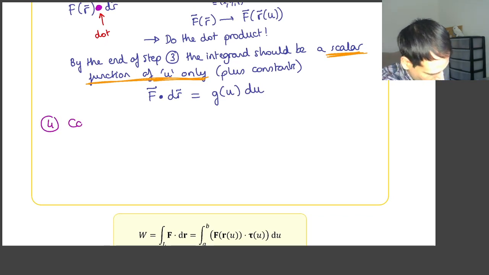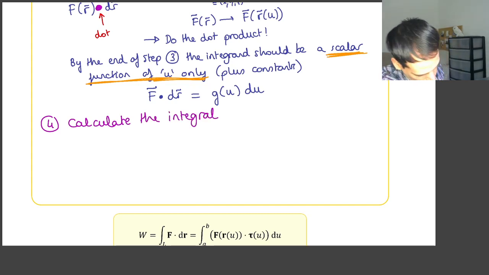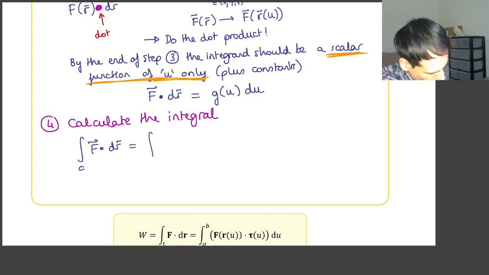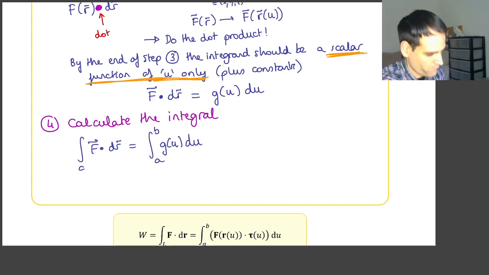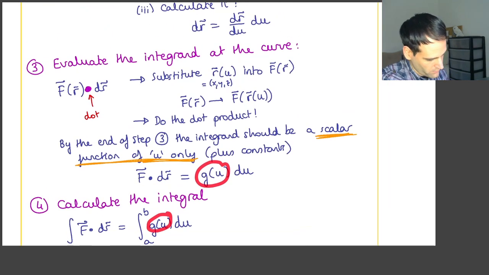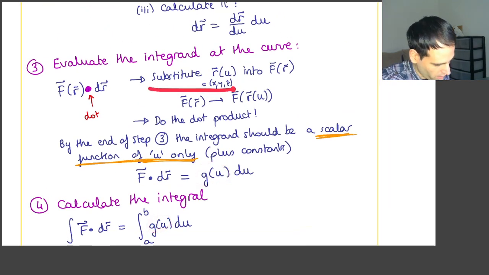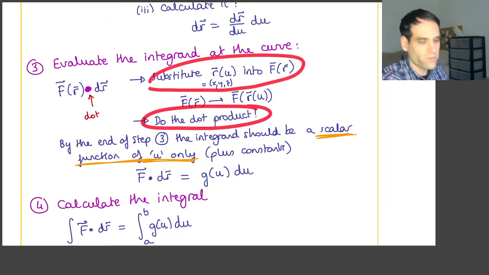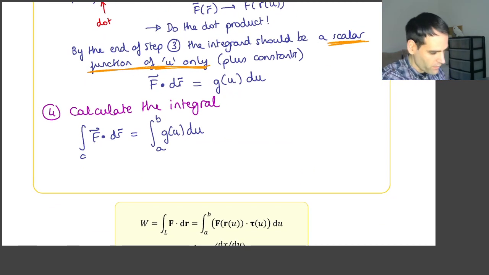You calculate the integral. So you have the integral over the curve of F dot dr becomes the integral in u of g of u times du, from u going from a to b, which are the limits of the curve. Okay, and this g of u was the result of doing these 2 things: substituting the curve into F and doing the dot product. Okay, excellent.